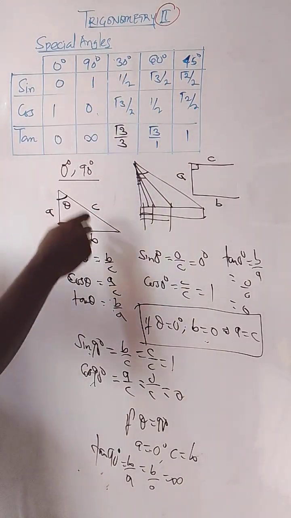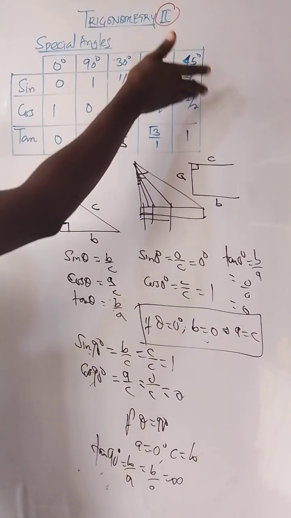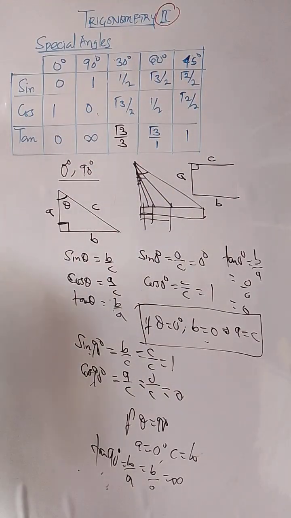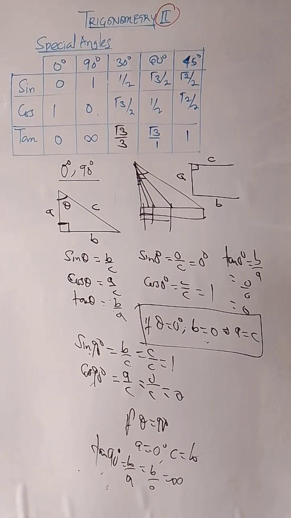Sorry, cos 30 will be √3 over 2. Then sin 45 and cos 45 are the same thing, √2 over 2, √2 over 2. So I prefer you memorize it, to be quicker than trying to look for any method to use to recall. Now let's move to quadrants.